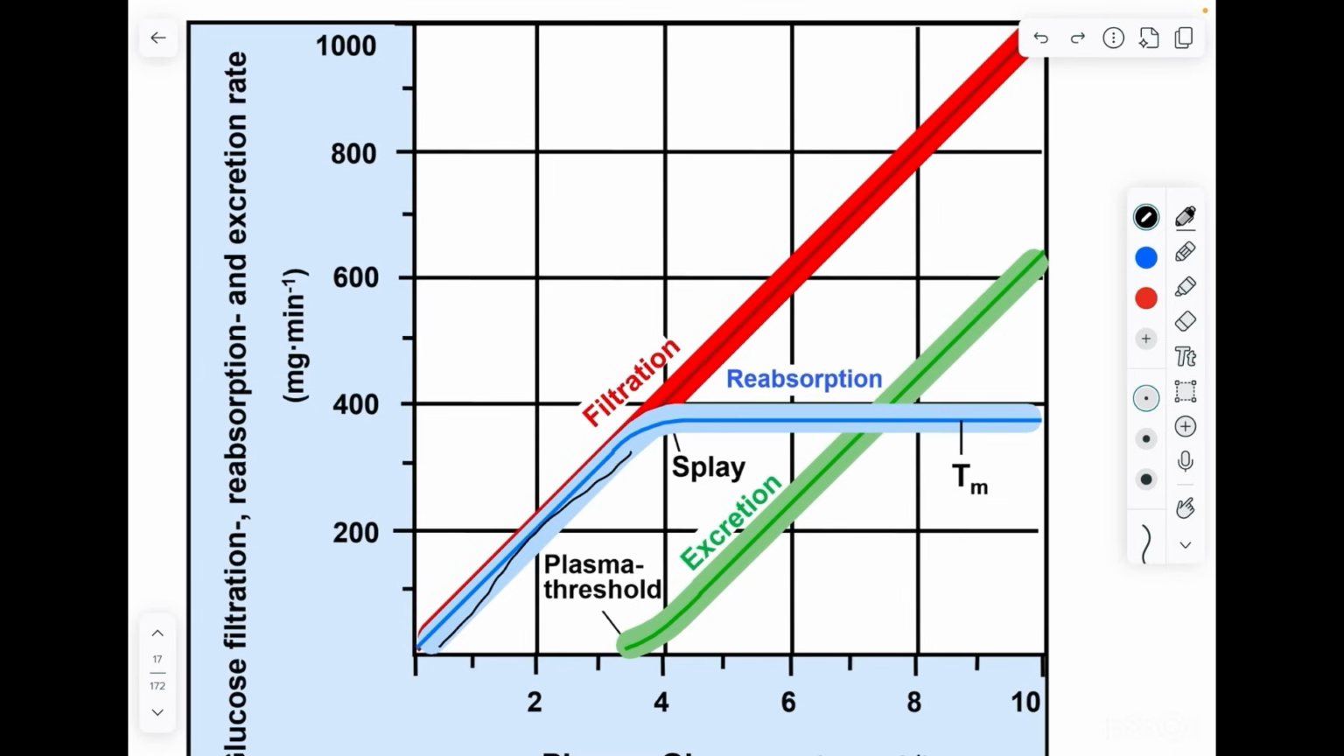as long as the reabsorption is matching the filtration, you will have no excretion. You filtered 100, but you reabsorbed all of that 100. Nothing happened. But the excretion, once the filtration exceeds the reabsorption, you will have what? Excretion.